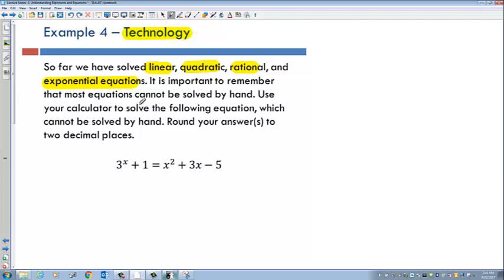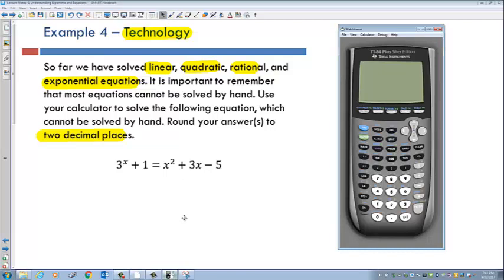So in this example, we want to use your calculator to solve the following equation, which cannot actually be solved by hand, and then round your answer to 2 decimal places. So it's actually pretty simple to do. All you're going to do is graph the left-hand side of this equation, graph the right-hand side of this equation, and see where they intersect.